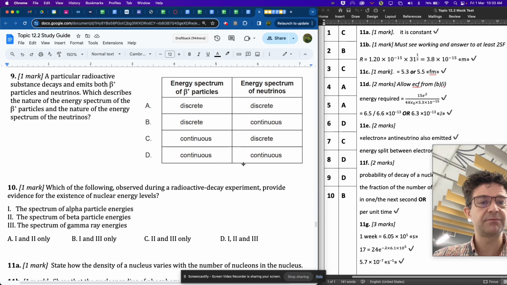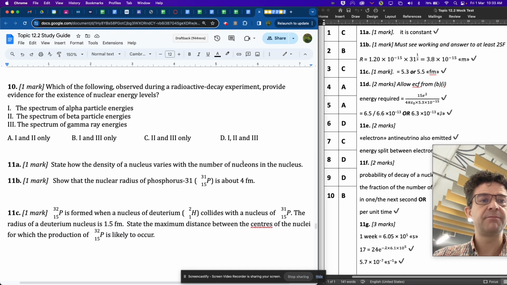And finally, number 10, which of the following observed during radioactive decay experiment provides evidence for the existence of nuclear energy levels? Nuclear energy levels are going to be associated with a spectrum of alpha particle energies and also the spectrum of gamma ray energies. Beta particle energies are continuous, and they don't have to do with nuclear energy levels. Okay.